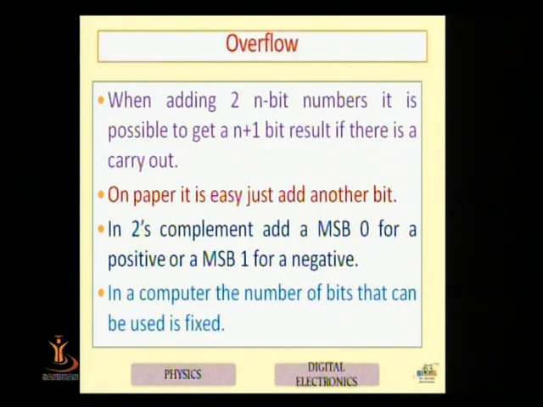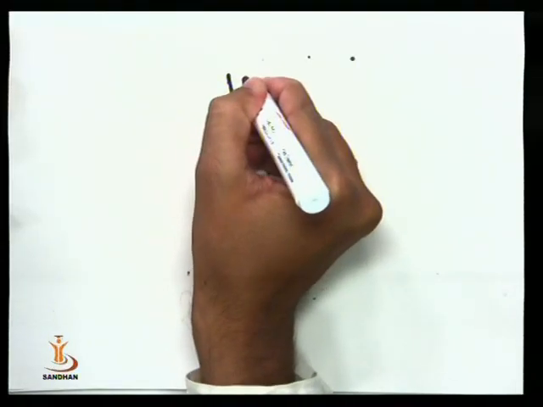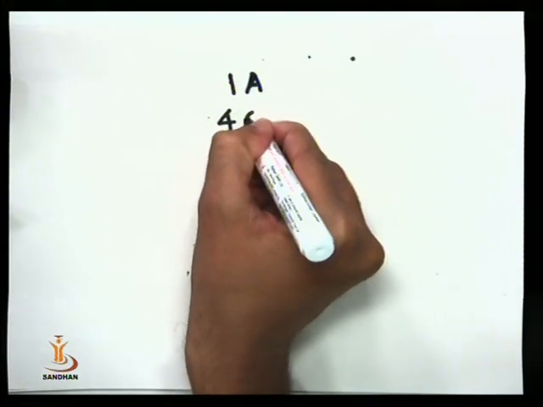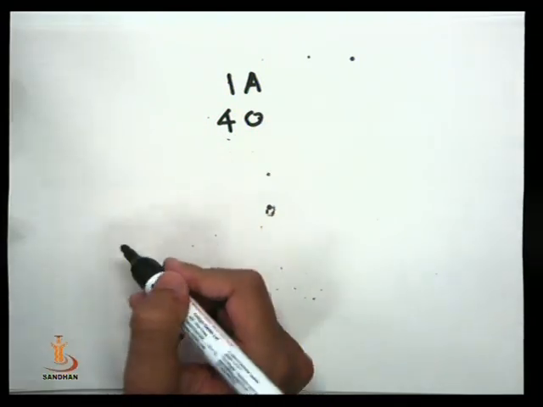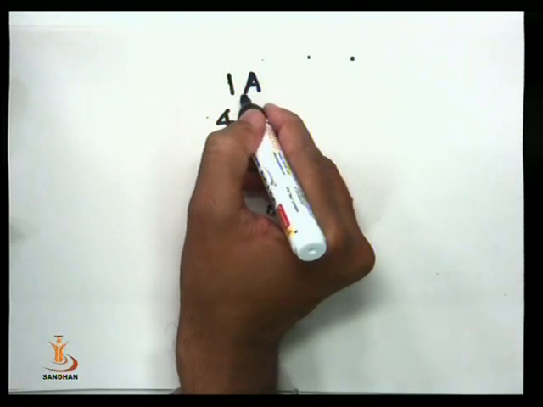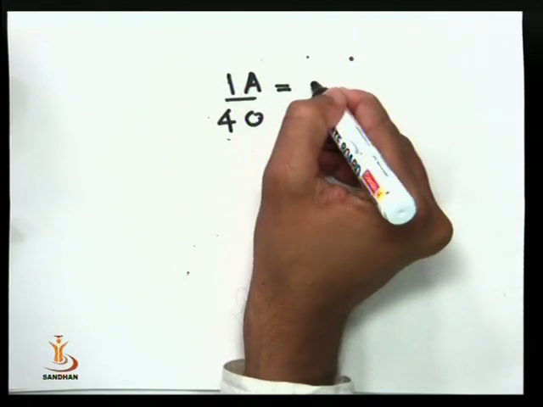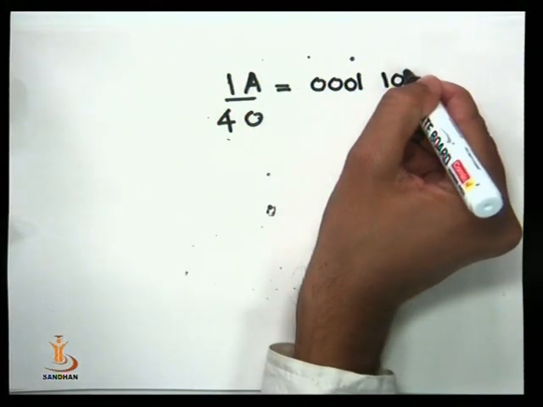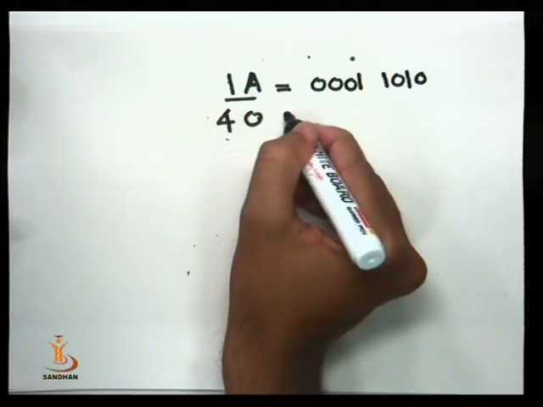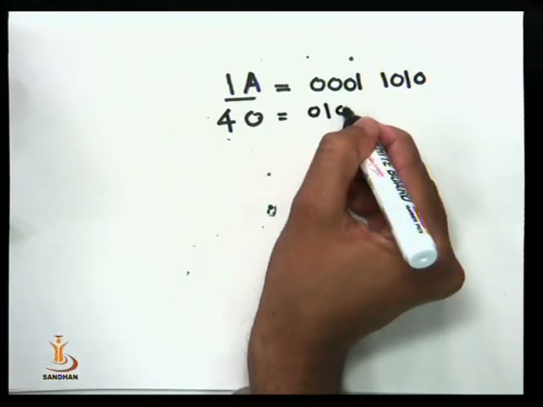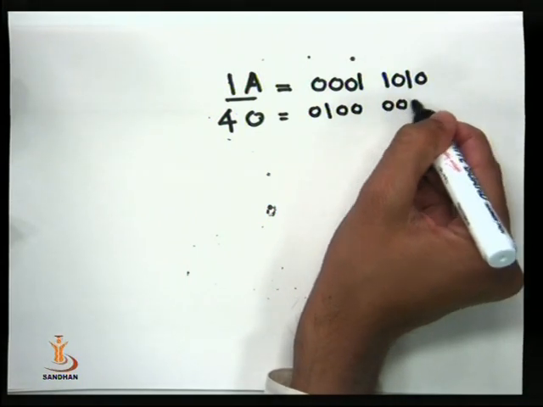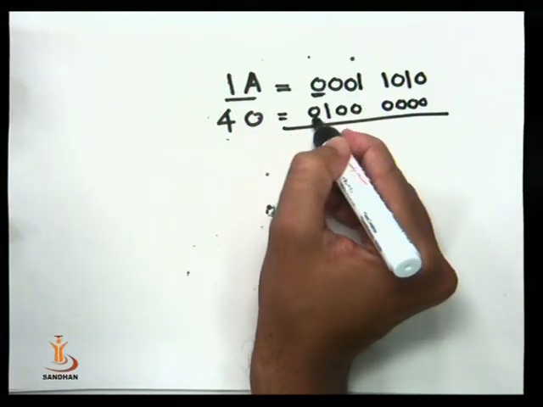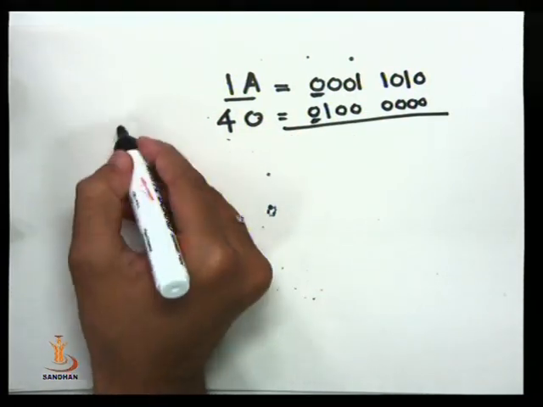Suppose my number is 1A and another number is 40. So how to check whether a number is positive or negative? First of all, convert 1A into binary: 0001, and the binary of A is 1010. In the same way, convert 40 into binary: 0100, and the binary of 0 is four 0s. Just check the D7 bit. This is the MSB. If D7 is 0, your number is positive.